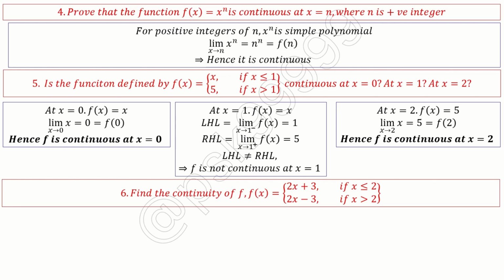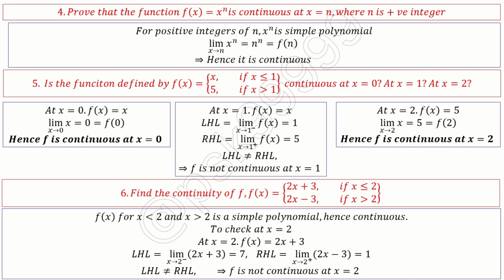f of x is defined as 2x plus 3 for x less than or equal to 2, 2x minus 3 for x greater than 2. So at 2, what happens? At 2, LHL is nothing but 7, RHL is nothing but 1. So both are not equal. So it is not continuous at x equal to 2.